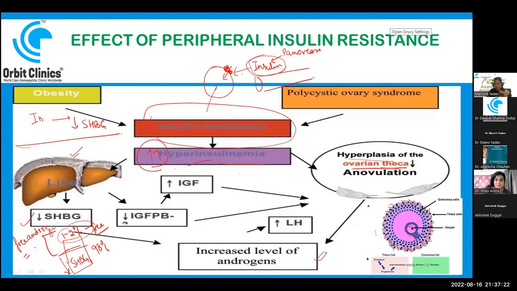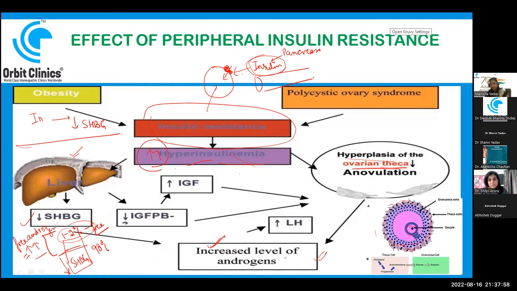Increase. So the unbounded form of androgen, which is not bound to sex hormone binding globulin, is increased. So again, what happened? There is an increased level of androgen. Not only do the ovaries start increasing androgen, even the liver, by decreasing sex hormone binding globulin, increases the concentration of androgen inside the blood. So they collectively increase the androgen level in the blood, which is the main culprit behind PCOS.